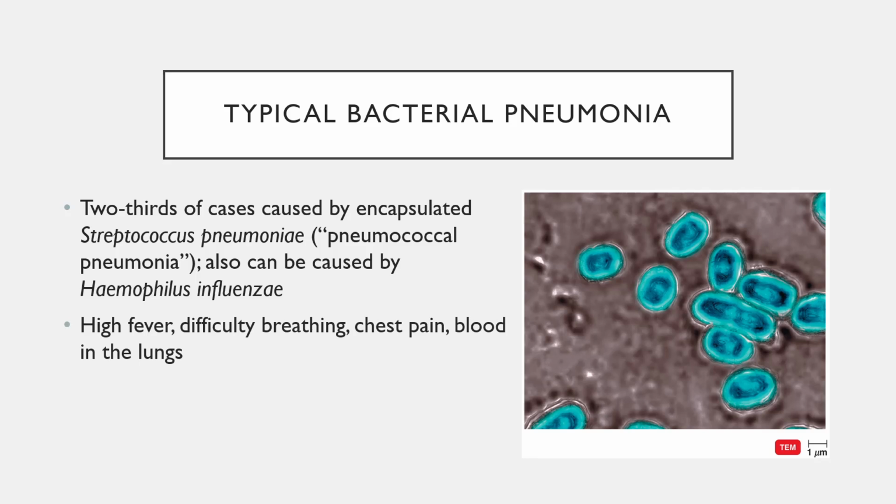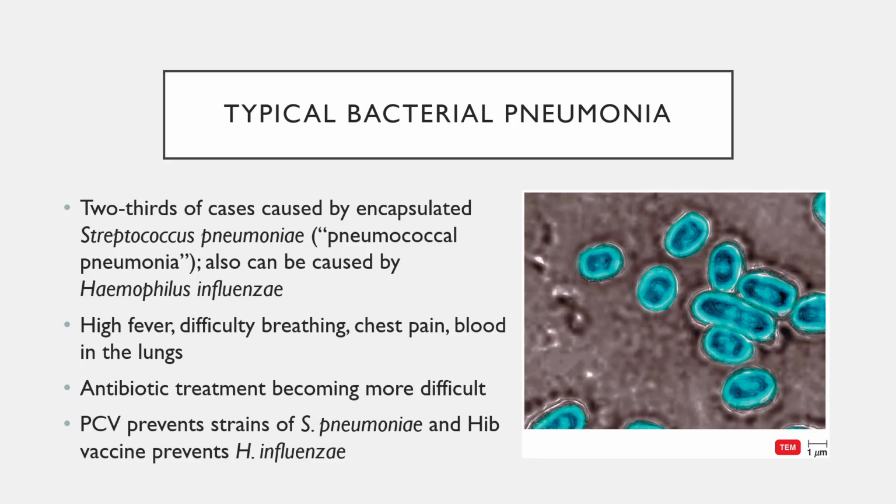Treating pneumonia with antibiotics has historically been effective, but it is becoming more difficult as pathogens gain resistance to some of our standard antibiotics that we use to kill these bacteria. There is a pneumonia vaccine, however, that is available to protect against some strains of Streptococcus pneumoniae, and it's called PCV, which stands for pneumococcal conjugate vaccine.